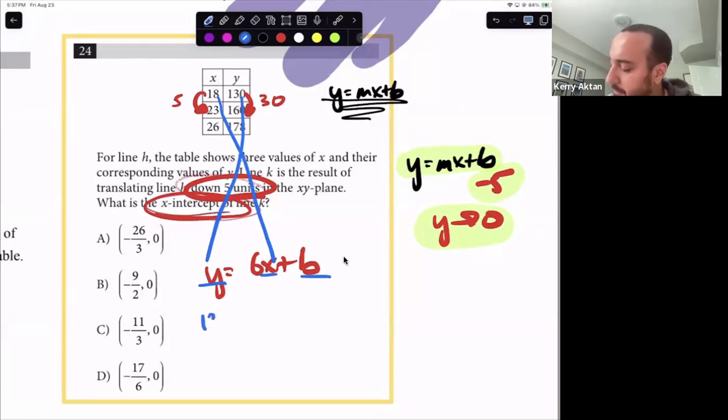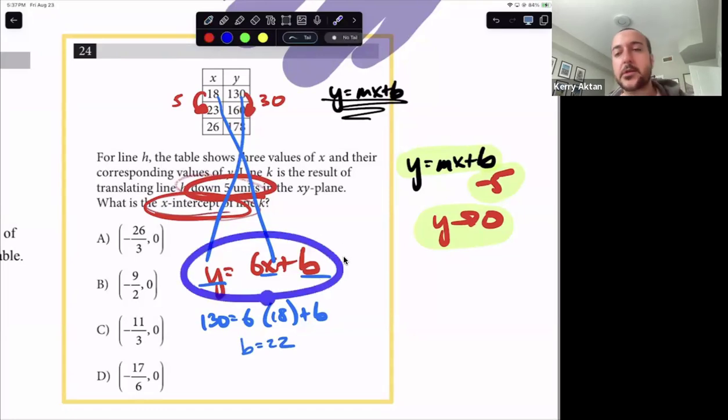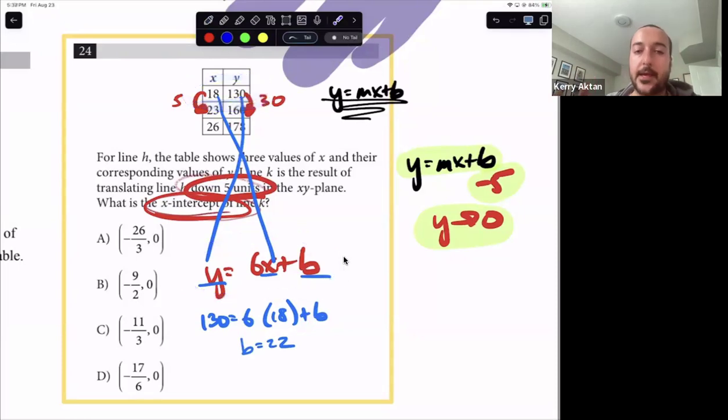At that point, I have 130 equals 6 times 18 plus b. You solve and you get b equals 22. I'm going to say that one more time. Really, you have 3 variables. You can never solve that. But what do you have sitting here in front of you? A coordinate. If I could get a tattoo, I would get a tattoo that said plug it in. Plug it in. When you have a coordinate, plug it in.